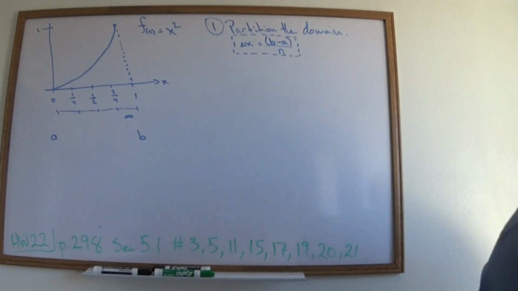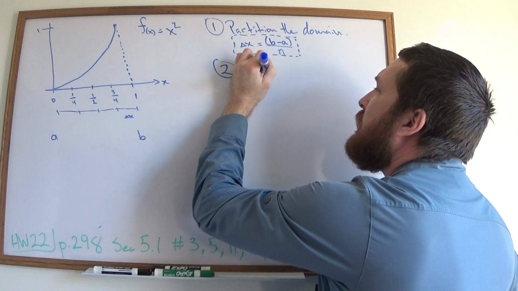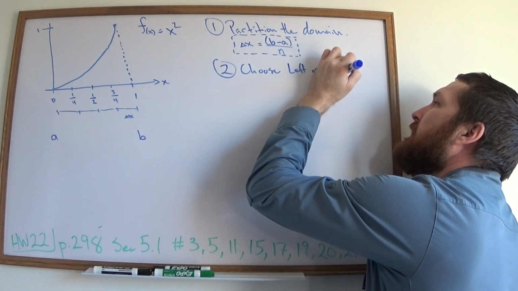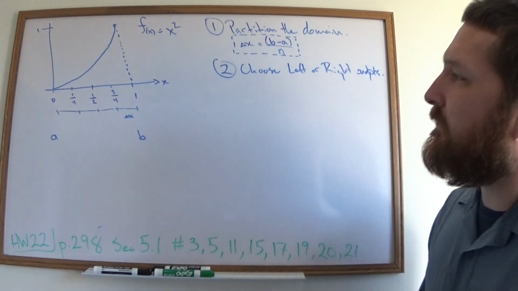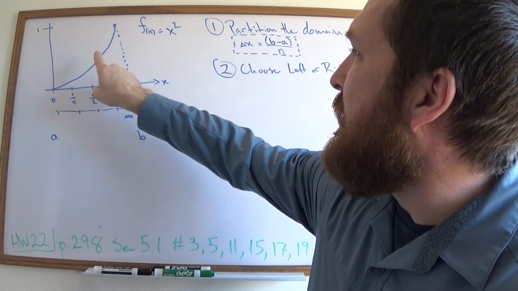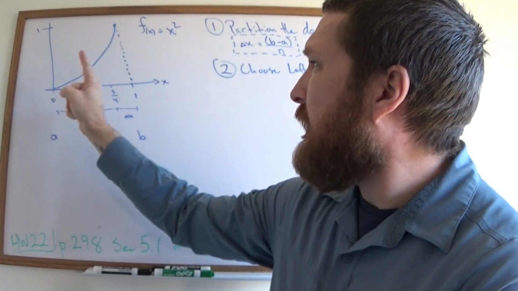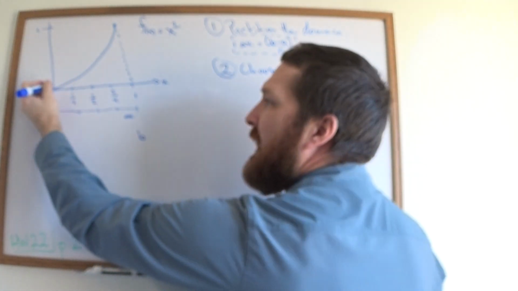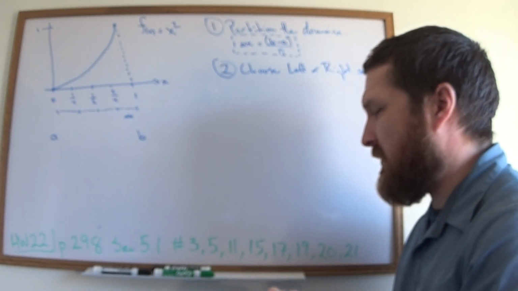Okay, so now, step 2. Choose left or right endpoints. What do I mean by that? Well, this is what we're going to do. We're going to approximate this area with rectangles. And we have a choice here of how we want to do this. We could either choose on the left, whatever the value of this is here. I'm going to do this in a different color.